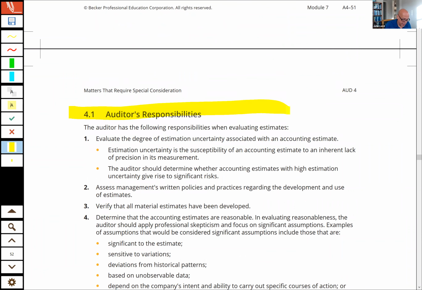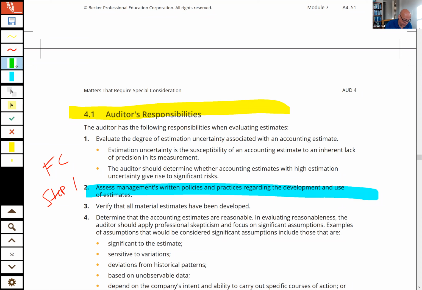Guys, every time you deal with an accounting estimate, I don't care if it's a fair value estimate, I don't care if it's the estimate for the allowance for doubtful accounts, I don't care if it's the estimate of the correct amount of depreciation for the period, you're going to assess management's policy for developing the estimate. That's always step 1. Flashcard that.